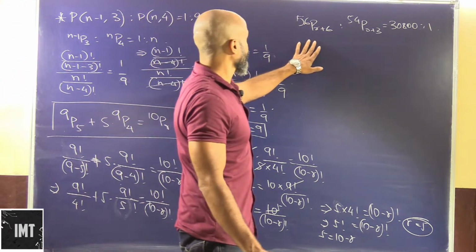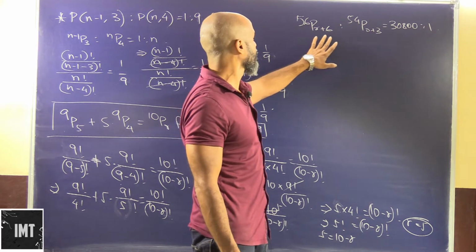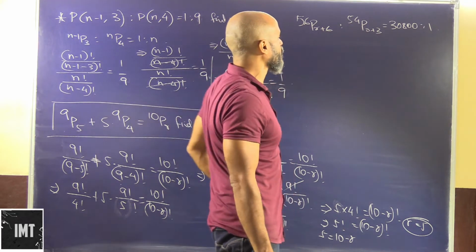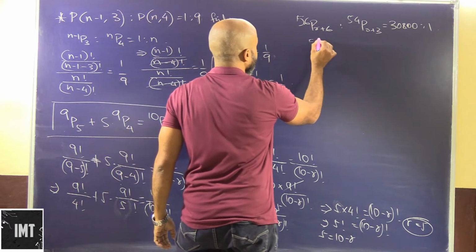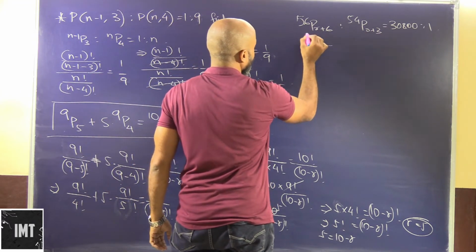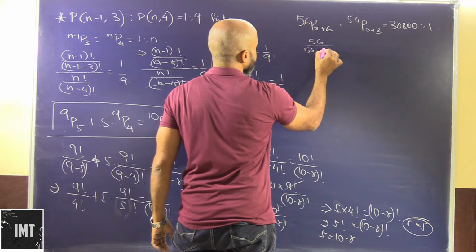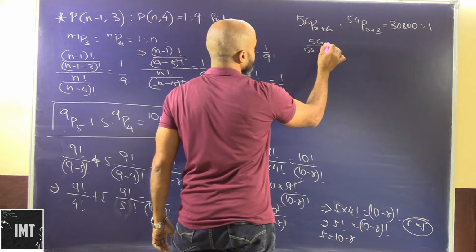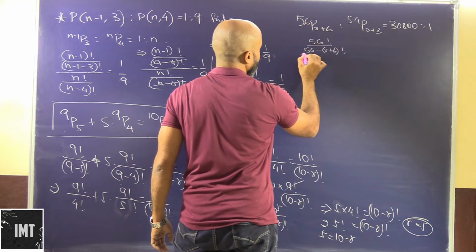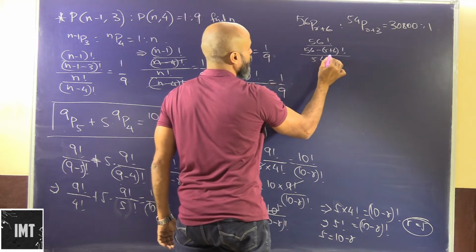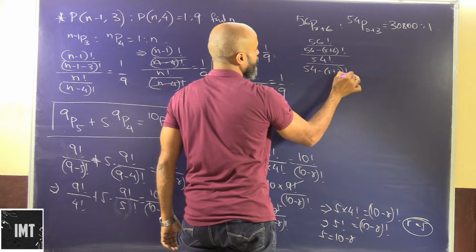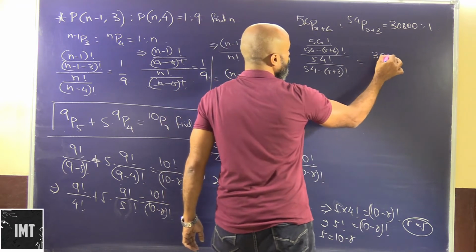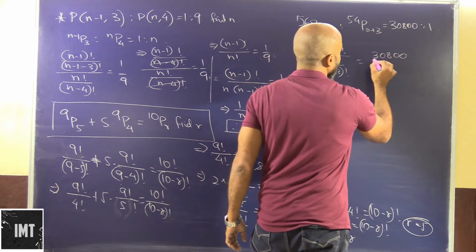Okay, so now we have 56P(r+6) : 54P(r+3) = 30800 : 1. So let's look at this. 56 factorial upon (56-r+6) factorial, upon 54 factorial upon (54-r+3) factorial is equal to 30800 upon 1.